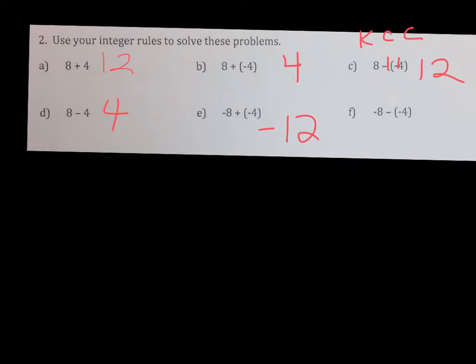The last one, I have a minus, and there's some negatives in there as well, so I'm going to do that keep, change, change again. So keep the negative 8, change subtraction to addition, and change that negative 4 to a positive 4. So now I've got negative 8 plus 4. They're different signs, so I'm going to subtract. And this time I have more negatives, so my answer is negative.